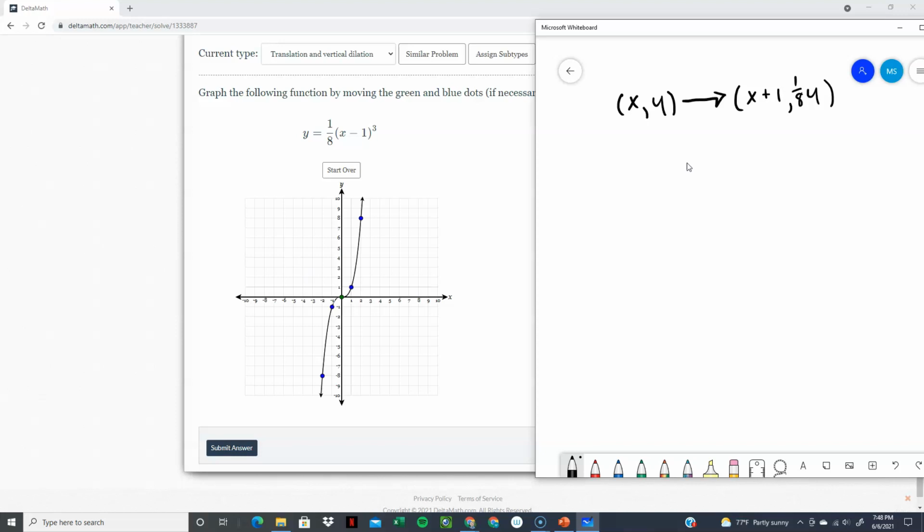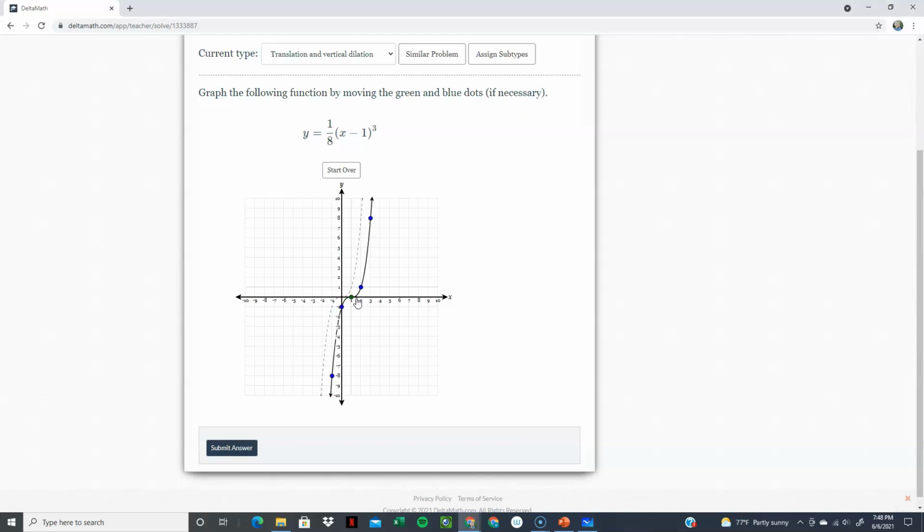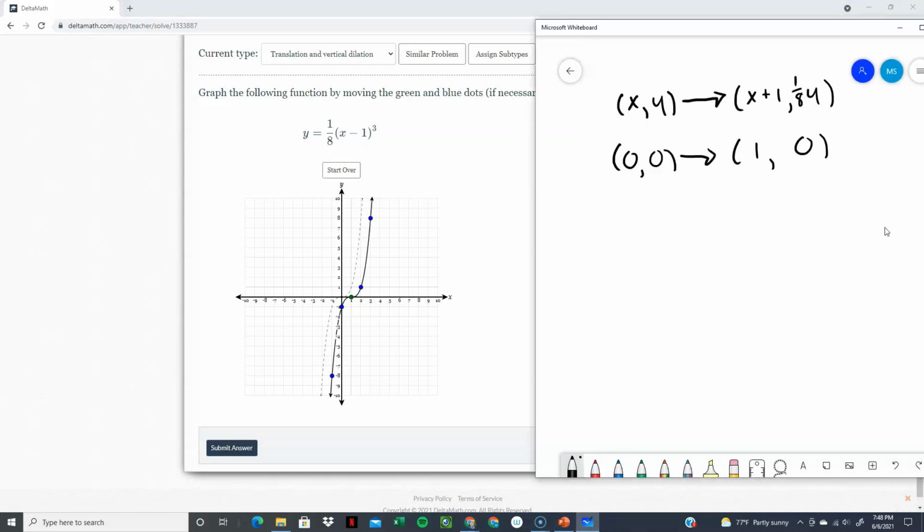So for this one, our origin, we want to shift it to the right. Our x value moves over 1. Our y value stays the same because 0 times 1/8 is still 0. So we want to shift it to the right 1 unit. But now we got to use these blue dots for the vertical compression. So that (1, 1) point is going to change to (2, 1/8), because 1 times 1/8 is 1/8. So that point is going to go down here to 1/8.